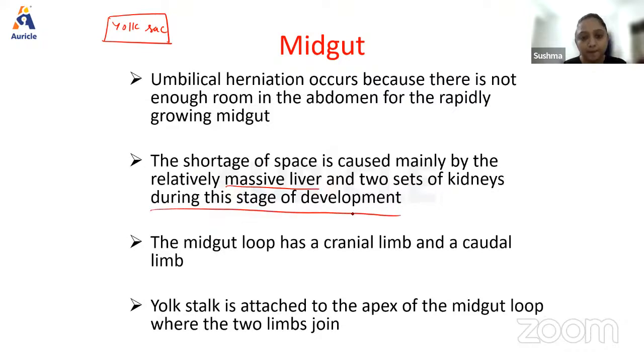Now, the loop that is formed over here has a cranial limb and a caudal limb. Okay, it has a cranial limb and a caudal limb. The yolk sac is attached to the apex of the midgut loop where the two limbs join. What yolk sac is that? Is it primary, secondary, or definitive? It is definitive yolk sac. The entire gut develops from the definitive yolk sac.